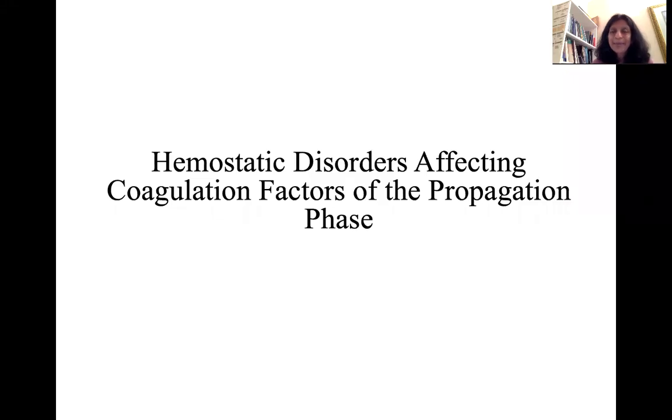In this video, we will talk about hemostatic disorders affecting coagulation factors of the propagation phase. This is when the involvement of the intrinsic pathway occurs, and then the rate at which activation and clotting occurs simply explodes, right? So that is what we want to be talking about.